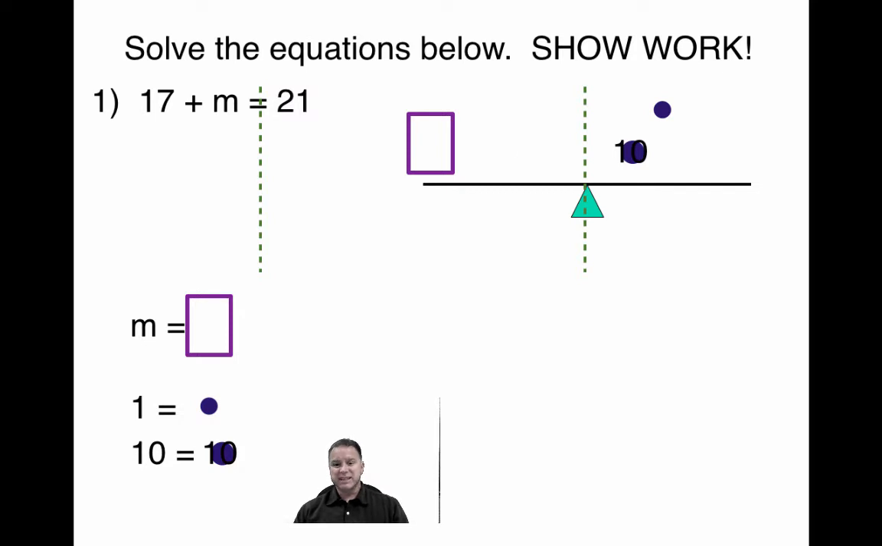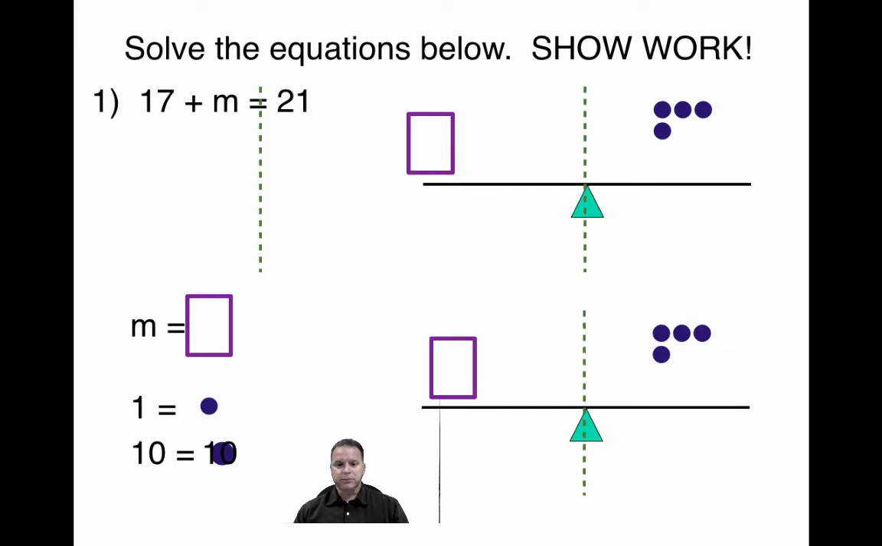which means I'm going to need to take 7 away from the right. If I do that, I'll take the 10 off and add 3 more dots for what I had left over. And I have a box all by itself now, which is what I'm trying to get, the variable all by itself. And then on the right, I have 4 dots. So there's my equation.